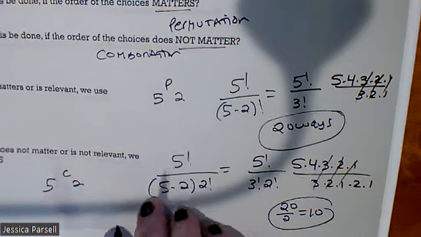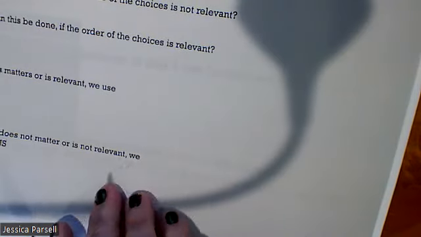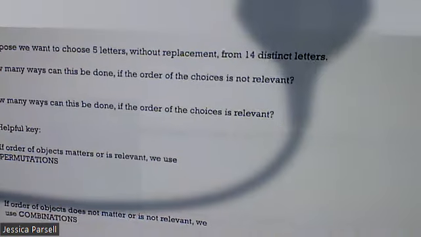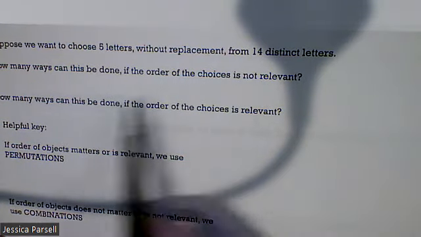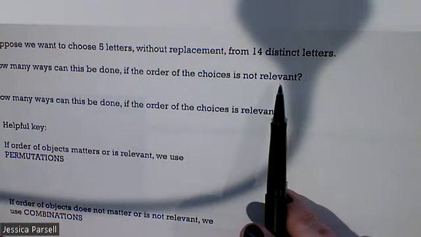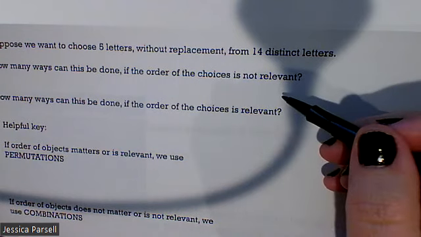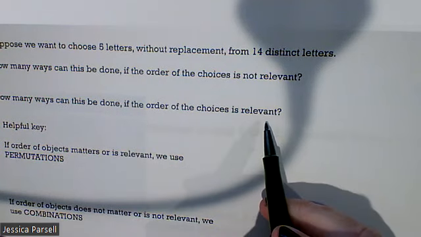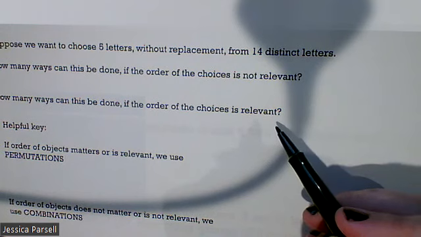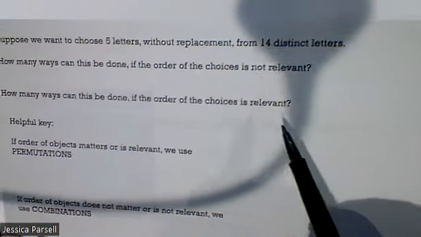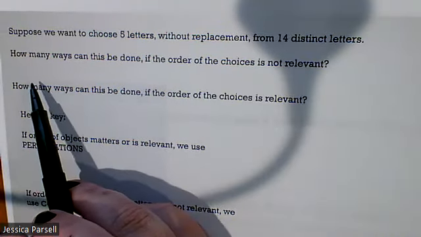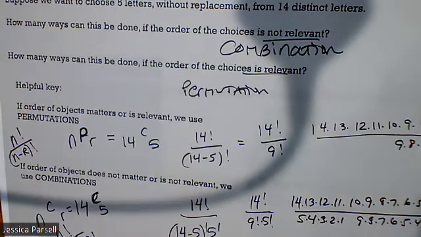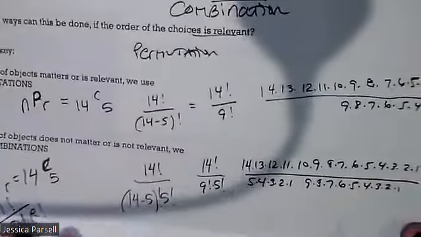Okay, let's try another one. Suppose we want to choose 5 letters without replacement from 14 distinct letters. How many ways can this be done if the order of the choices is not relevant? Aha, remember what that's going to be. How many ways can this be done if the order of the choices is relevant? Okay, so they mix things up on us a little bit here. So make sure to read carefully, all right? They've changed things. Okay, so get these straight again here.